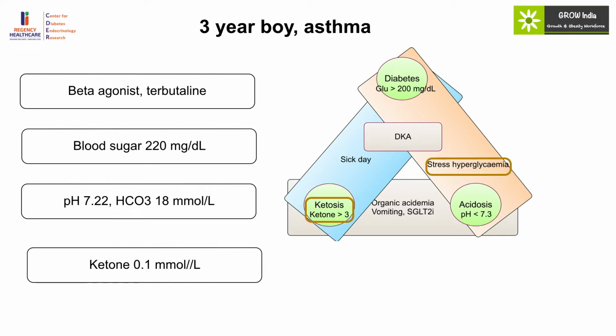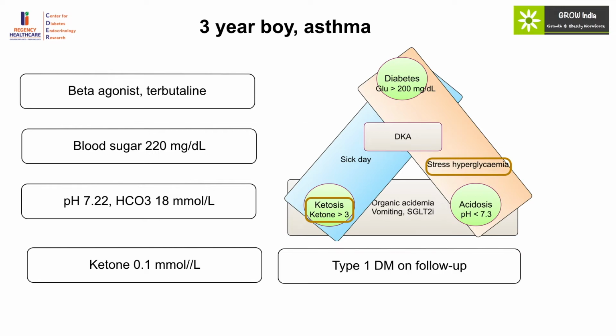And what should be done in this setting is to look at HbA1c, and if the parents are very concerned, we can look at the antibody status and C-peptide, because there is a risk of development of type 1 diabetes in these children subsequently, as stress hyperglycemia may be the initial manifestation or unmasking of early diabetes which may develop later on. So one needs to be very cautious in these children about development of type 1 diabetes subsequently.